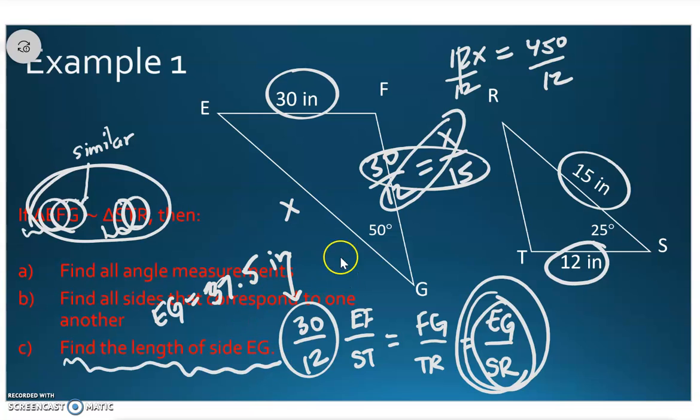And we already did that for C right there. Okay, so we're good. So if you wanted to find another side length, like say RT, you could do that.